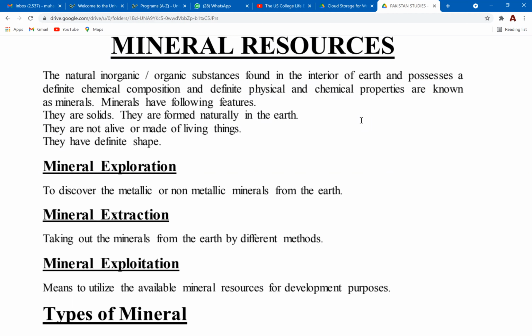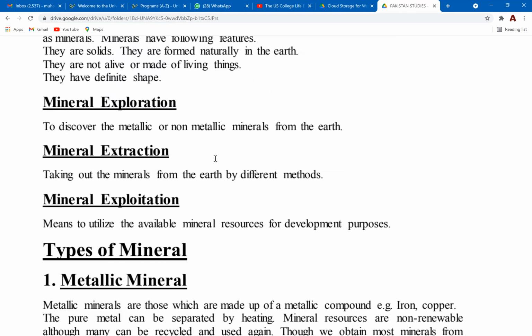Now, mineral resources. In this topic, we'll be talking about the mineral industry of Pakistan, the exploitation of raw material, the exploration of minerals, the types of minerals, and how this industry is benefiting the economy of Pakistan. So first of all, there are two types of minerals, the metallic minerals and the non-metallic minerals.